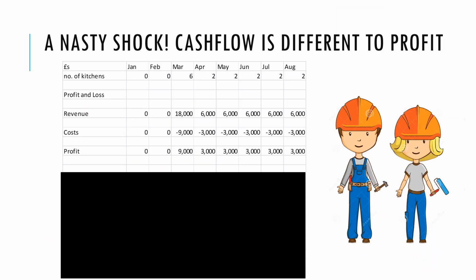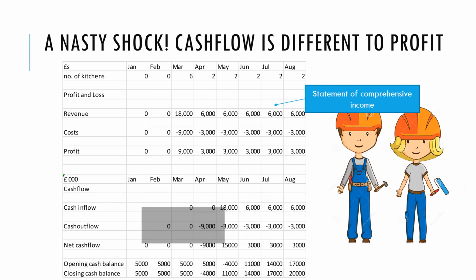So let's have a look at the impact on their statement of comprehensive income, where we can see they're not doing any work in January, not doing any work in February, but they're doing 6 kitchens in March. So in March, 6 times £3,000, a revenue of £18,000, costs of £9,000, so they would have a profit of £9,000. From April onwards, it reverts back to 2 kitchens a month, and they'll be making a profit each month. So this is a profitable business still. This business is making a profit every month from March onwards, and everything looks absolutely hunky-dory.